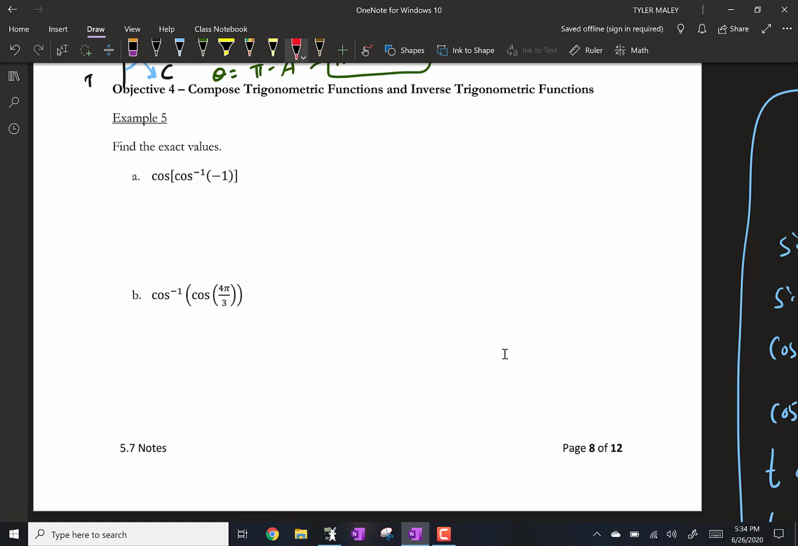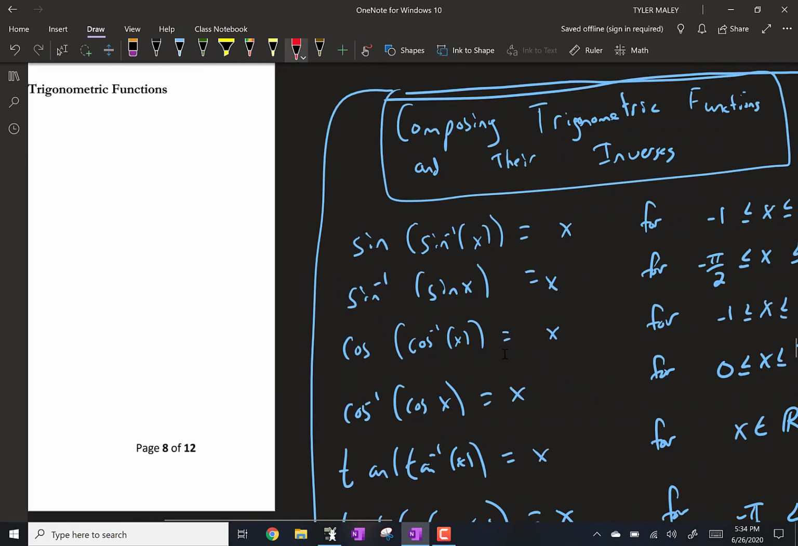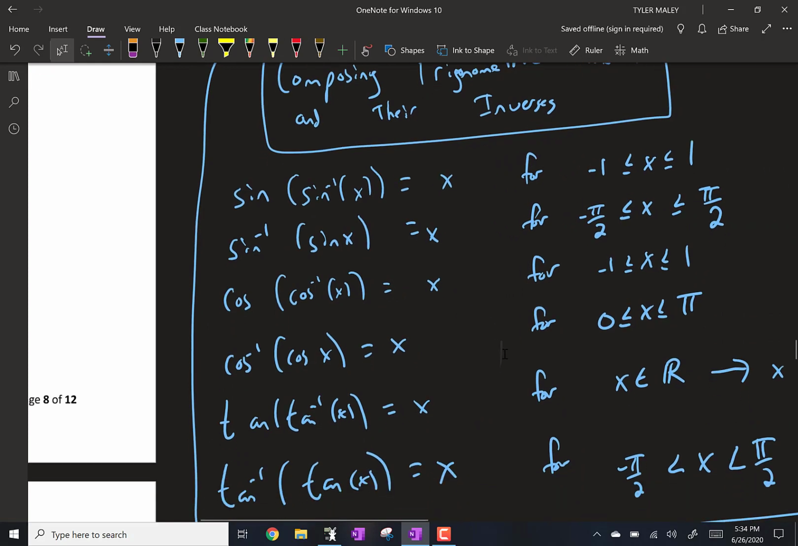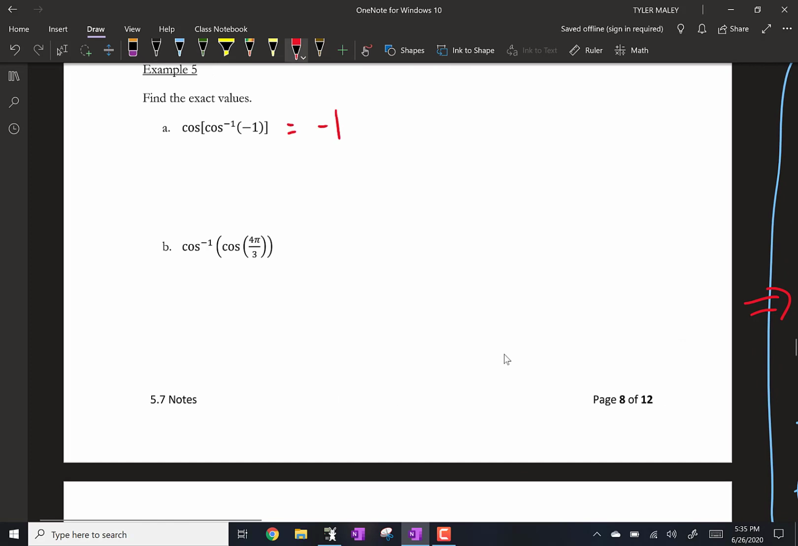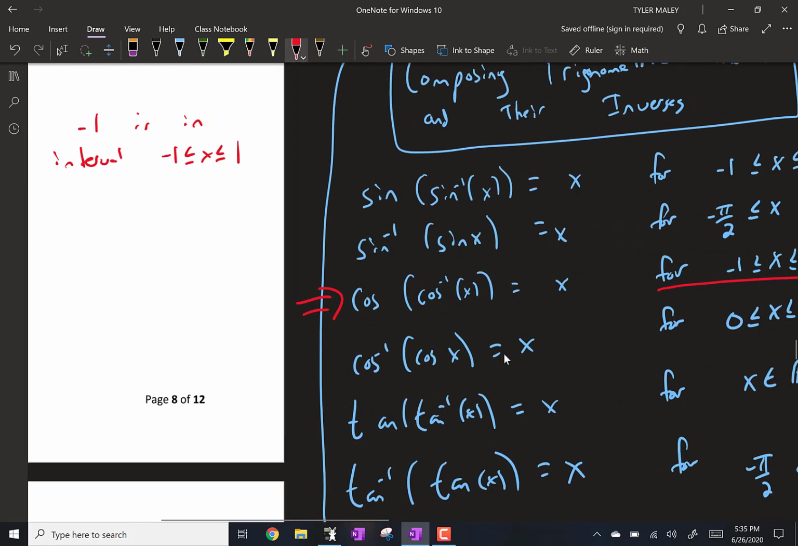Let's evaluate. What if I have cosine of arc cosine of -1? What's that going to equal? This example fits in line with this formula. We need x to be between -1 and 1. Well, it is, so this is just going to be equal to -1, since -1 is in the interval -1 to 1.